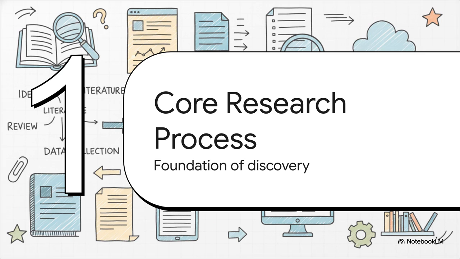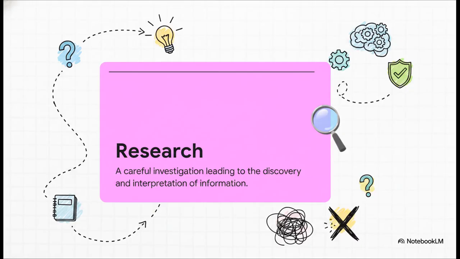Section 1. The core research process. Establishing the foundation of discovery. Research really isn't just frantically Googling things until you find an answer you happen to like. It's a deliberate, highly systematic path. It always starts with a sparked curiosity, a specific observation, and then it moves toward an entirely new understanding, or maybe the rigorous testing of a specific hypothesis.